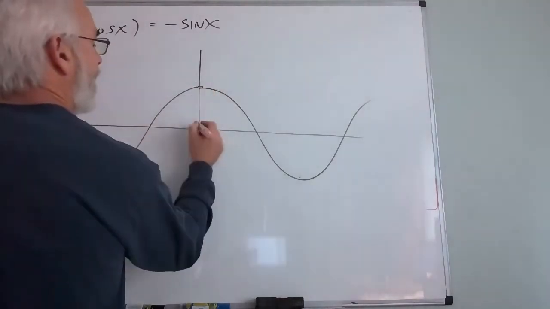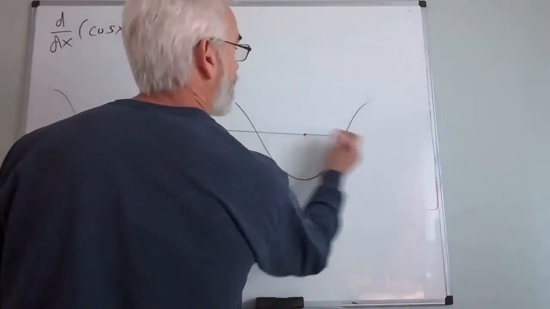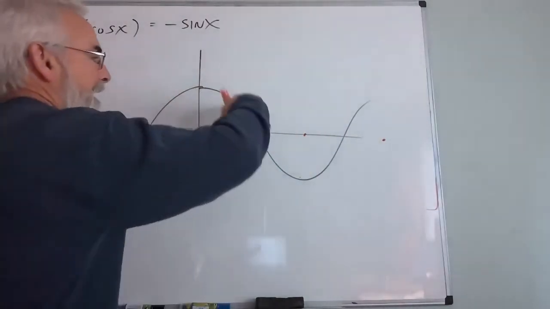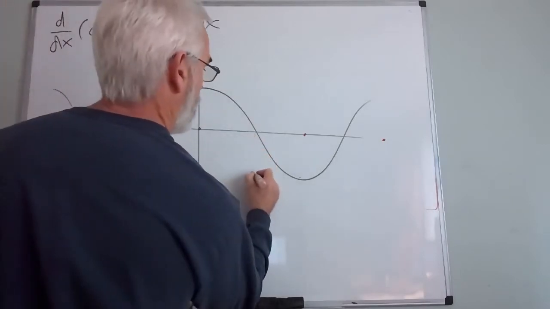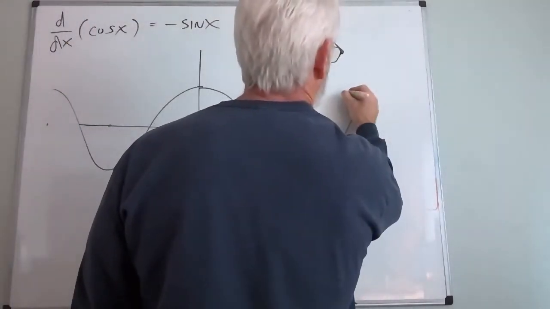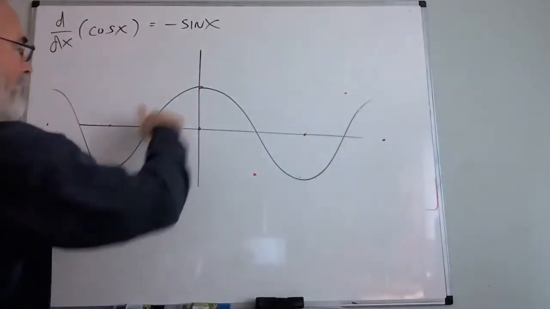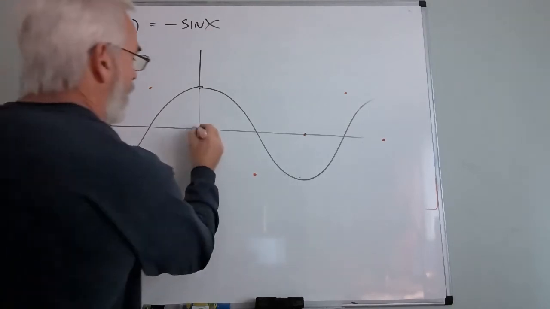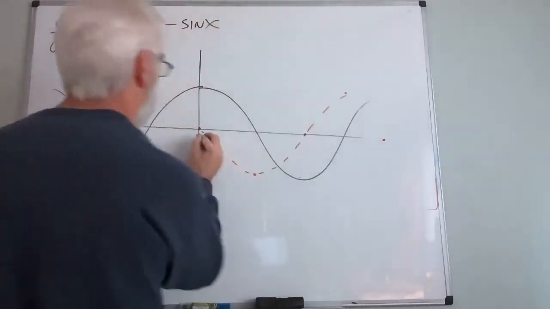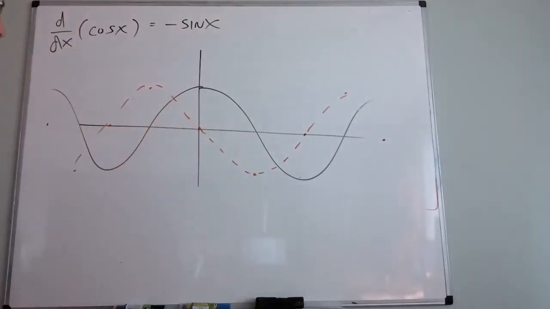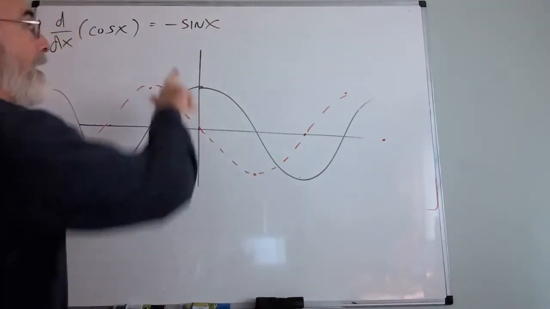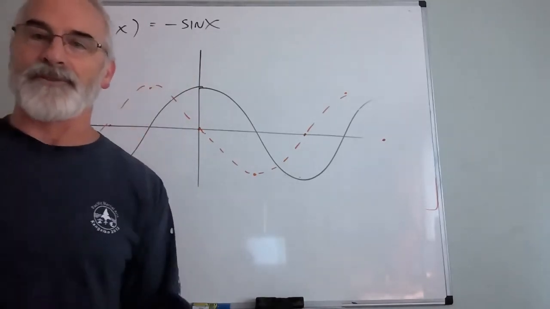So at this point here, I'd have a slope of 0. At this point, I'd have a slope of 0, 0, 0, and so on. Here, I know the slope of the tangent would be -1. Here, I know the slope of the tangent would be +1. Here, +1. Here, I know the slope would be -1. So let's kind of carve this out. That doesn't look like a sine wave. It looks like a sine wave that is upside down. Hence the negative of the sine wave.